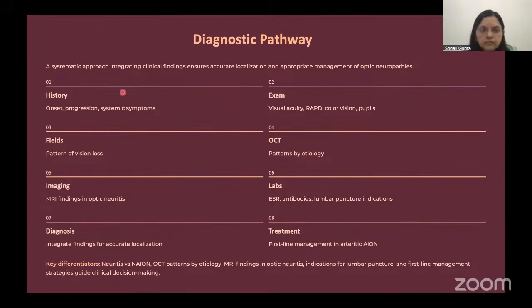So as we discussed, it is the same again: history, examination, fields, OCT, imaging, labs help us reach a diagnosis and start timely treatment.